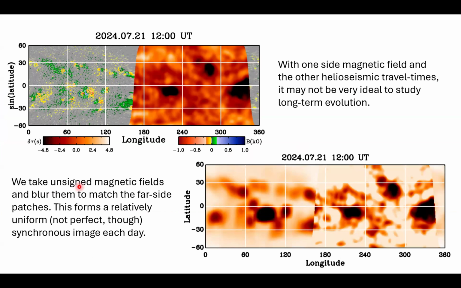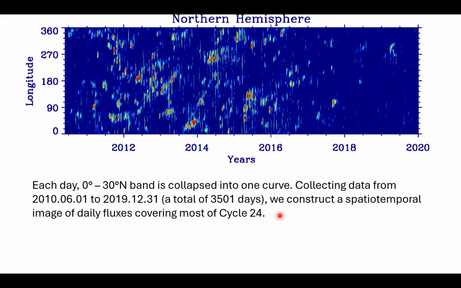What we do is we take unsigned magnetic fields and blur them to match the far side resolution, because far side images have very poor resolution. So we blur these near side images to match the far side images, to form a relatively uniform image. This part is near side, this part is far side. They still look different, but it's good enough for our study. Once we have many years of such images, we are able to put them together to form a very long temporal evolution.